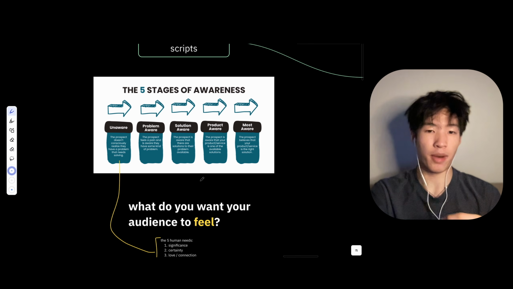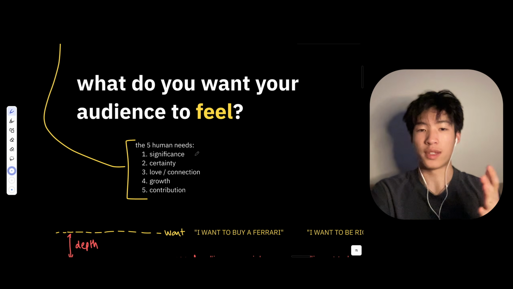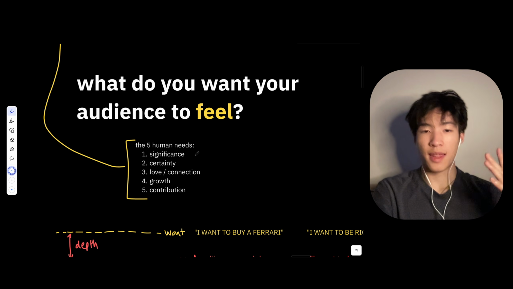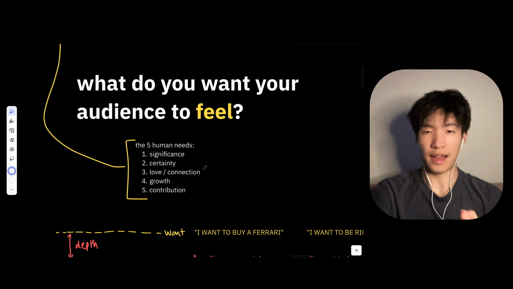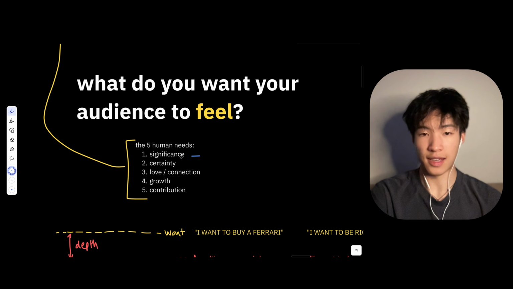It's reframing their mindset. And you can see this by the 5 human needs. Everyone wants these 5 things, right? Significance, certainty, love, connection, growth, and contribution. However, there's certain needs that are just higher and more elevated than others, such as significance and certainty.